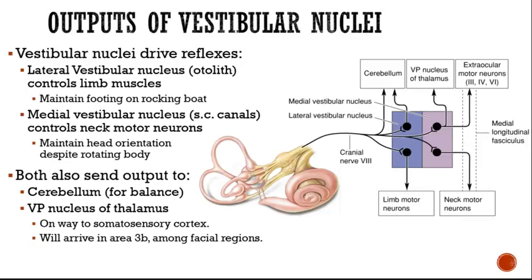They also send inputs to the ventral posterior nucleus of the thalamus. Anytime you're going to the thalamus, this is your gateway into the cerebral cortex. So this is receiving information and then rebroadcasting that information on up to the primary somatosensory cortex. So we do get information via the thalamus in that pathway. Vestibular information tends to go to area 3b, and there's basically a spot within the facial regions that receives this information within your area 3b of your primary somatosensory cortex.